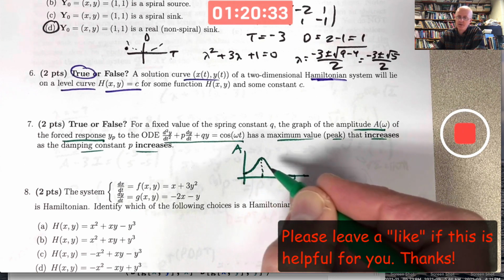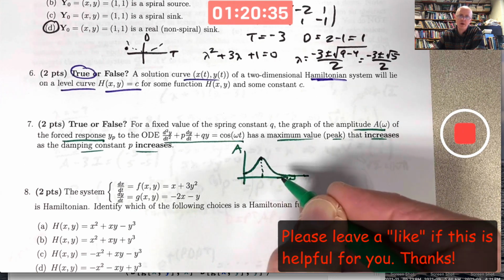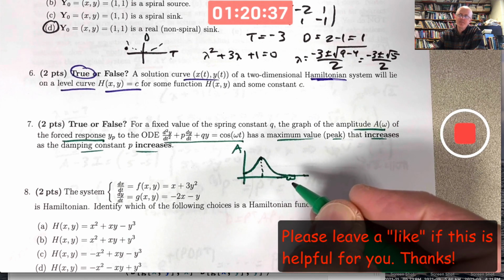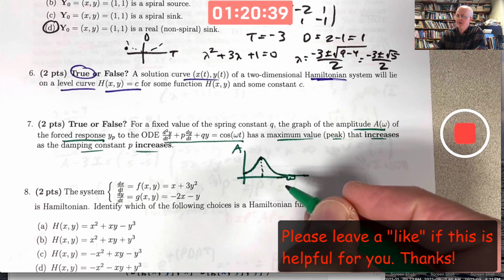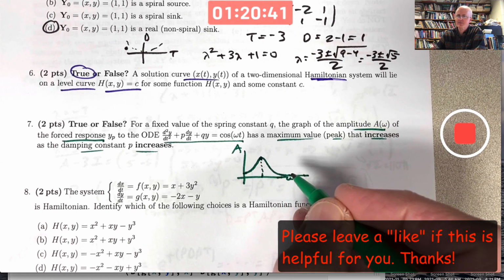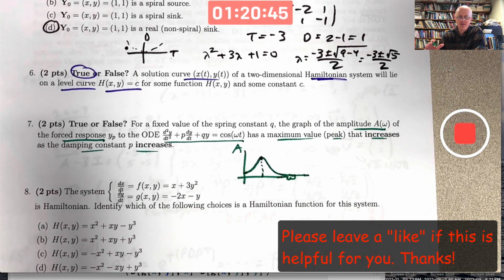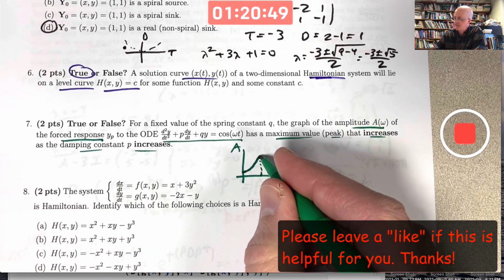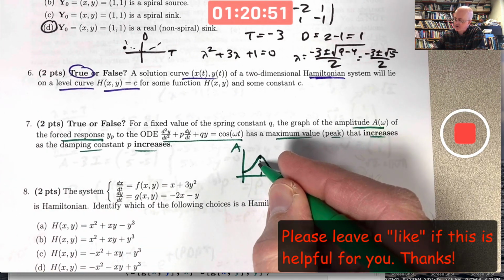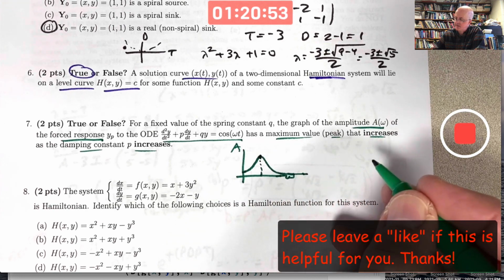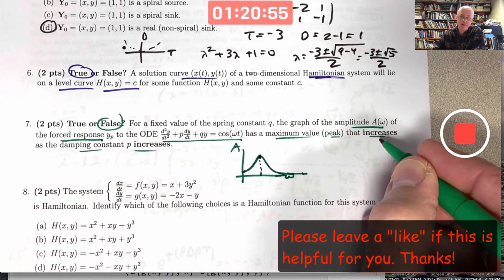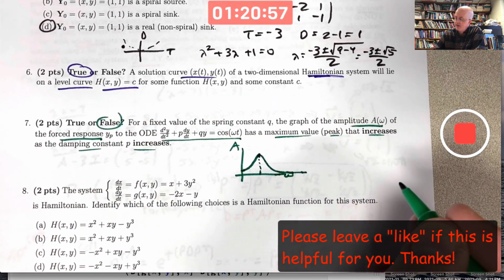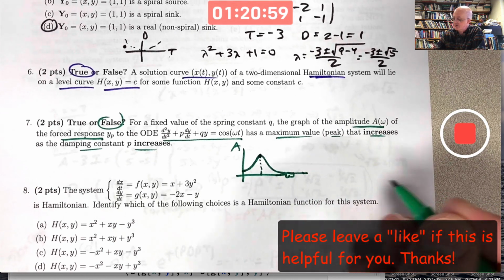The question is, what happens to this maximum point as p increases? I hope it's intuitive that the more damping you have, it's going to damp out even the forced response. It should go down. The maximum point here of this graph should go down as p increases. That means this is false. It doesn't increase, it decreases. I'm not proving that. You're just trusting me on that.